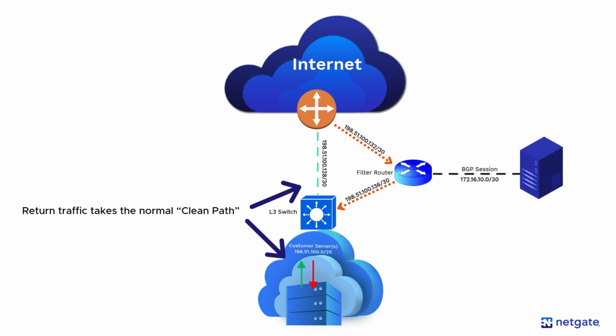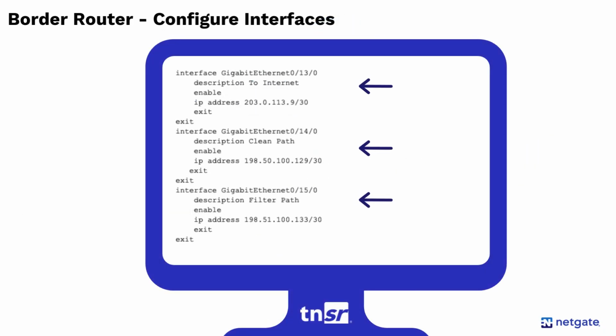Of course, return traffic from the attack victim will take the clean path back out to the internet like normal. Configuration of the solution is quite simple. On the edge router, all we need to do is to configure the interfaces, of which there are 3. The first interface is going to the internet, and the second interface is going to what we are calling the clean path that connects to the layer 3 switch. The third interface is going to what we are calling the filter path, which connects to the filter router.